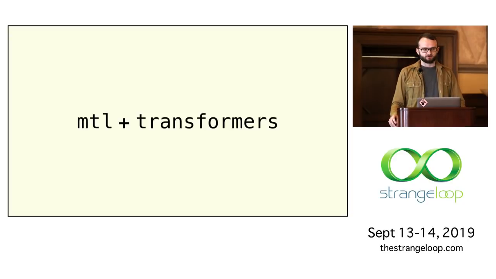The two libraries that provide this functionality are MTL and transformers. Transformers provides the concrete implementation of these data types, these monad transformers, and MTL provides an abstract interface to these capabilities so that you can write abstractly rather than pinning your code to the definition of some such monad transformer stack. I'm going to refer to both of these under the umbrella name MTL, since MTL plus transformers is a little bit of a mouthful.